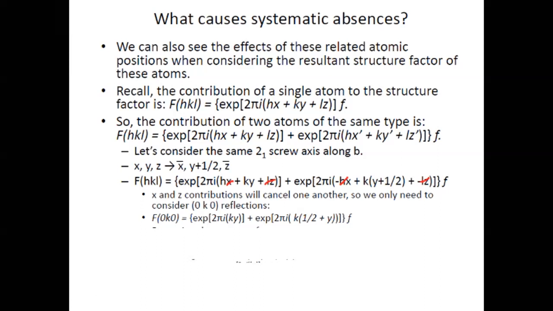And so we only need to consider the 0, K, 0 reflections, because since X and Z cancel each other out, only Y is left. Since only Y is left, because Y has the translation, we have to investigate the 0, K, 0 reflections. And so the structure factor for the 0, K, 0 reflections equals this equation here.